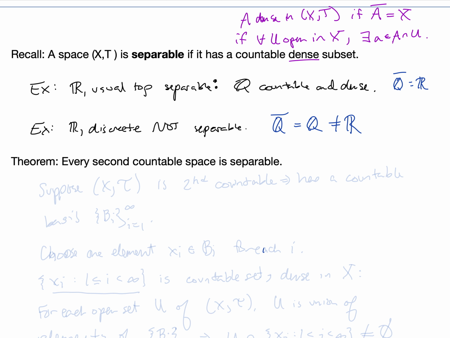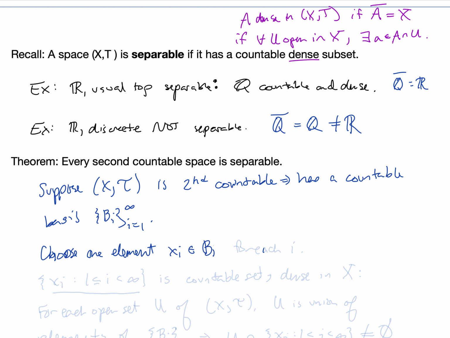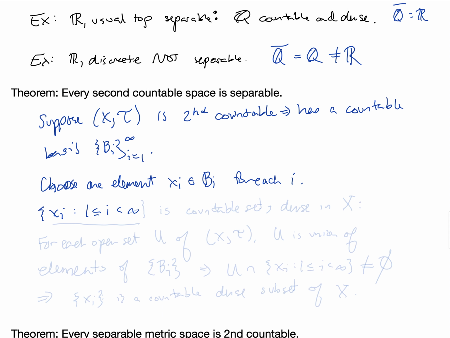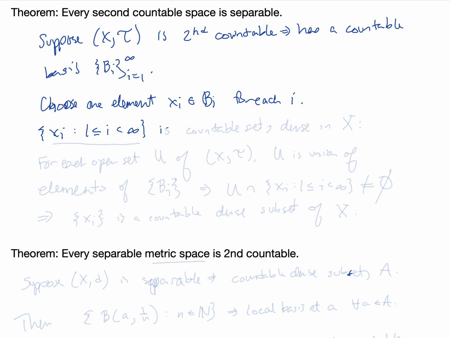So here's a theorem for us. Every second countable space is separable. So let's suppose that (X, tau) is a second countable topological space. That tells us that it has a countable basis, B sub i, where i could range from 1 to infinity, or i could technically be finite. It's the same proof either way, so let's just go with this. Let's then choose one element, x sub i, in B sub i for each i, and that means that the set of x sub i, such that 1 is less than or equal to i, which is either less than or equal to n or infinity, same proof, is a countable set.